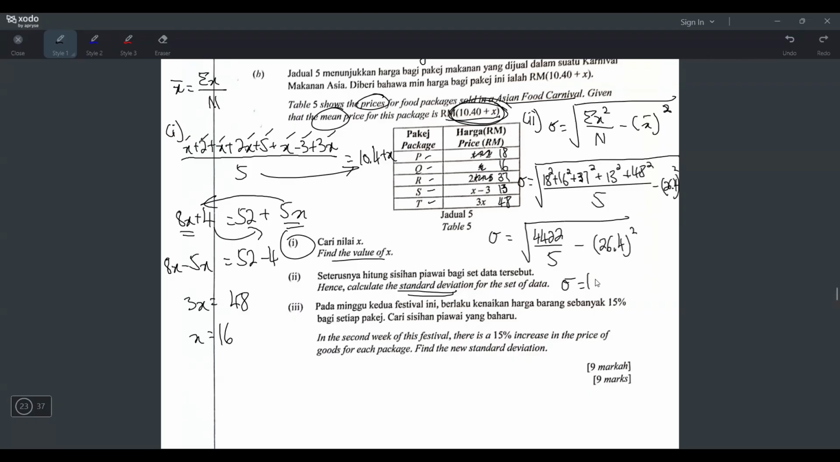Okay, this one they give me many decimal place. So I will just write 4 significant figure. So 13.69 is the standard deviation. Okay, that's all. Done. This is question number 2 working.